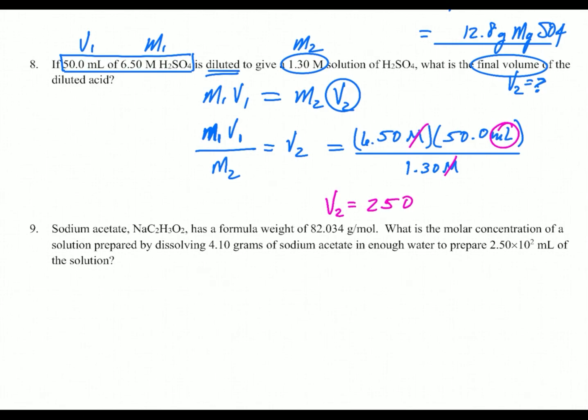But be careful, because you're going to need 3 significant figures because of the 50 and the 6.50. So you need that 0 to be significant, which means you have to put a decimal point behind it.